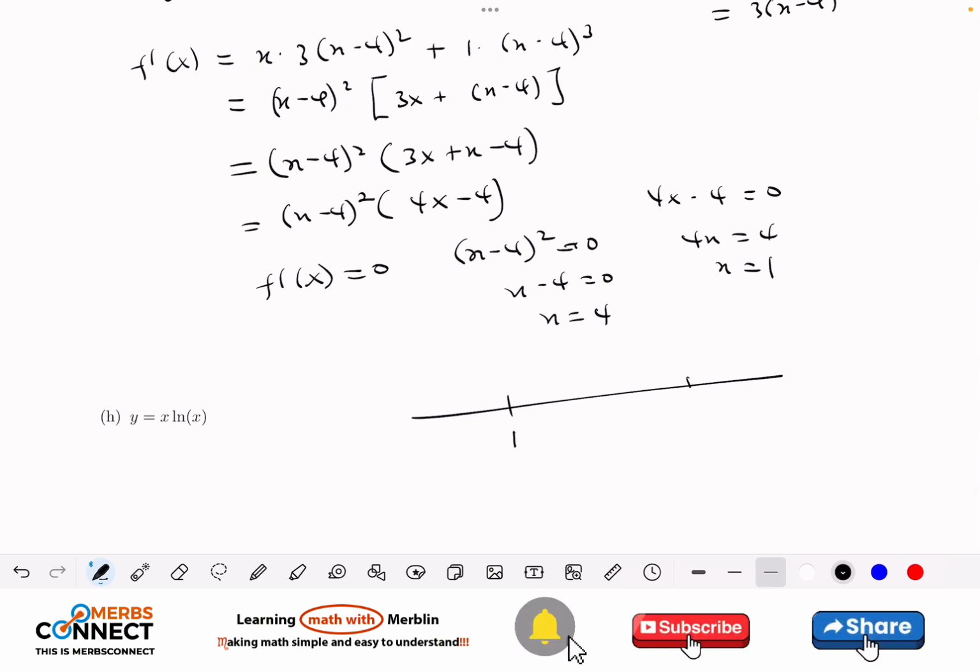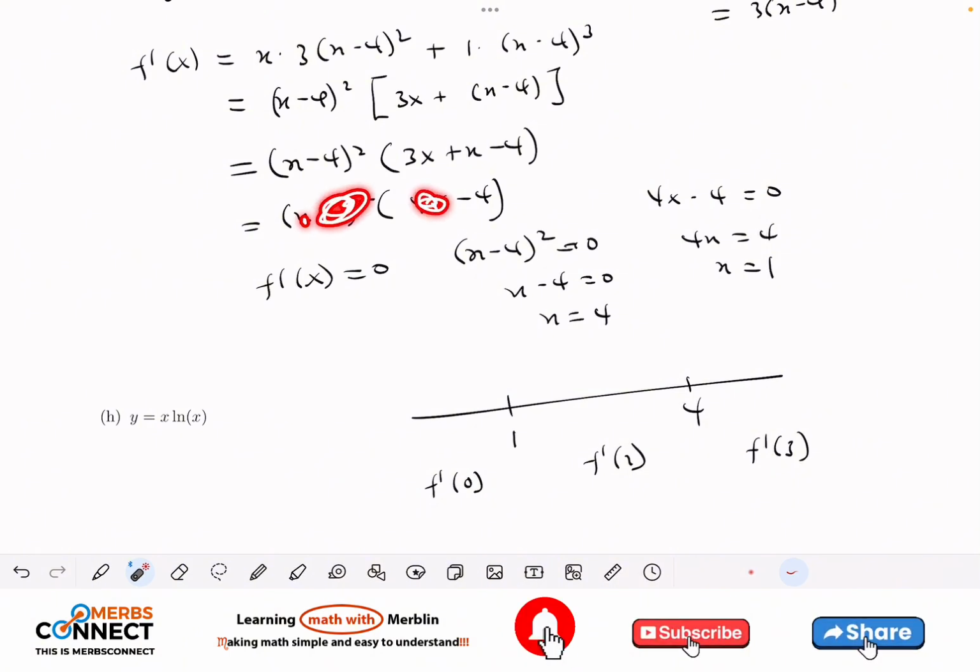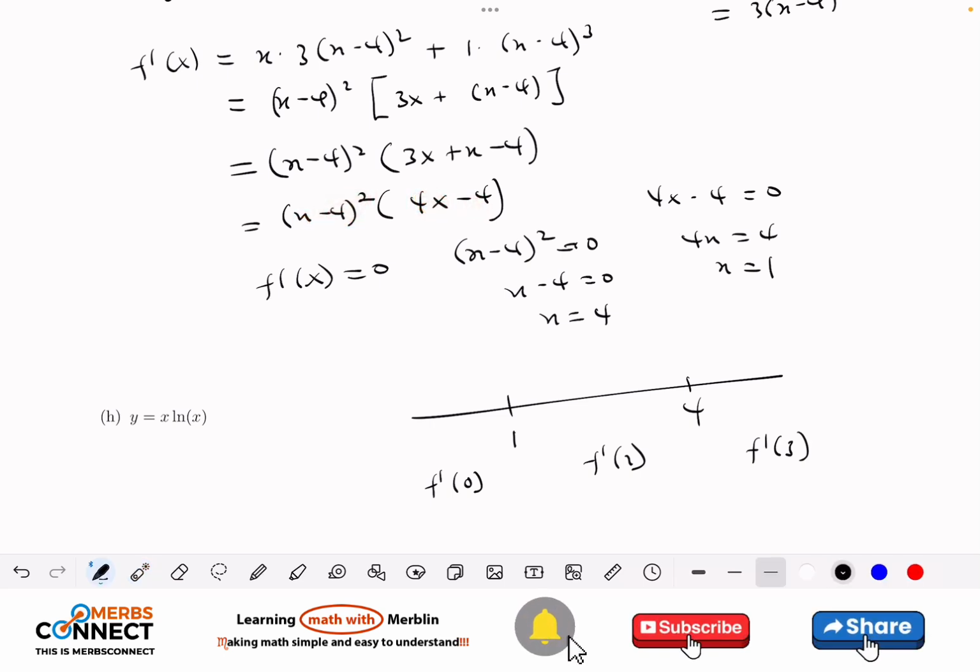So now let's try and put it on the number line. 1, 4. Pick f prime of 0. Pick f prime of 2. Pick f prime of 5. Let's put them in. 0 here. Plug it in. This is going to be positive. Positive times negative is going to give us negative. So this is going to give us less than 0, negative, decreasing.